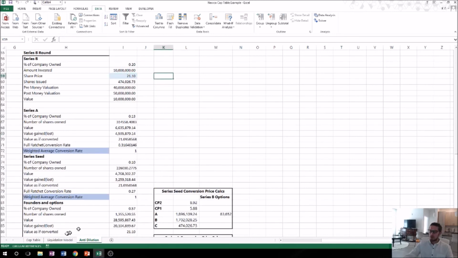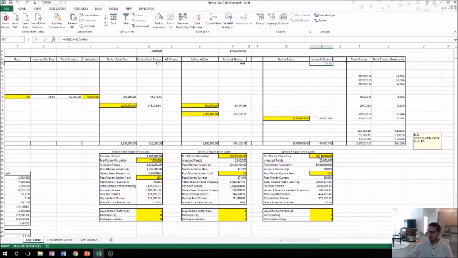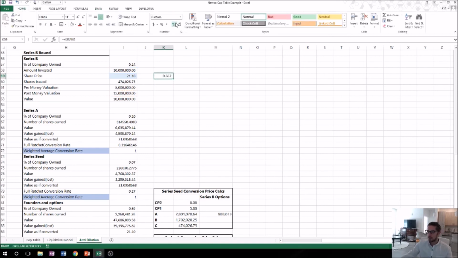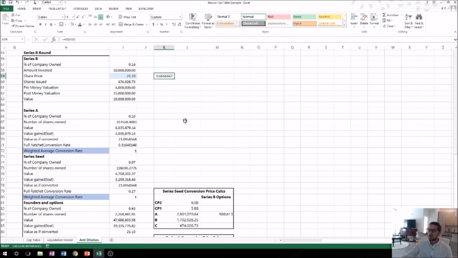So what if we change the pre-money valuation here? So say we change the pre-money valuation to 5 million. So our pre-money valuation is 5 million and we're investing 10 million. So let's do that math real quick. 10 million of investment into a $15 million post-money is 0.6666 into infinity. So there's our number, 0.666667, something like that.